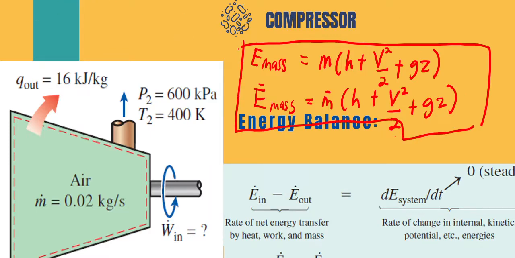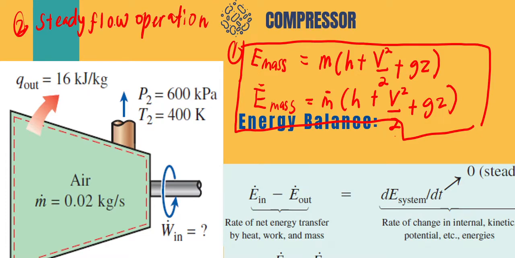And we learned about what? We also learned about steady flow operation. So in steady flow operation, what is the assumption used? Mass in is equal to mass out. And there is no change in mass over time. So dm over dt equals 0.